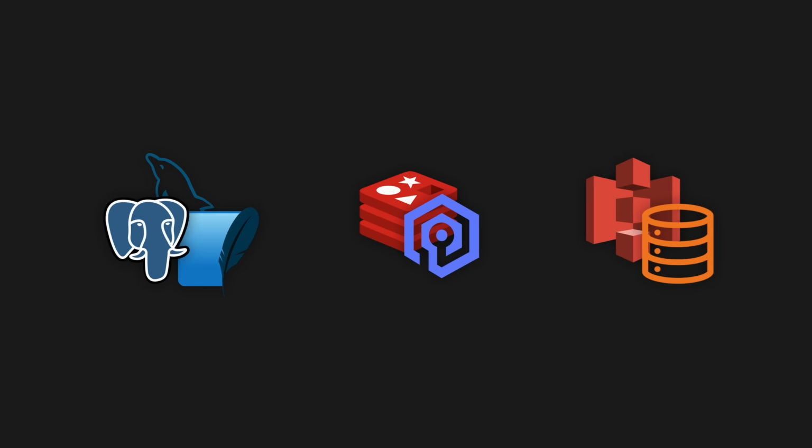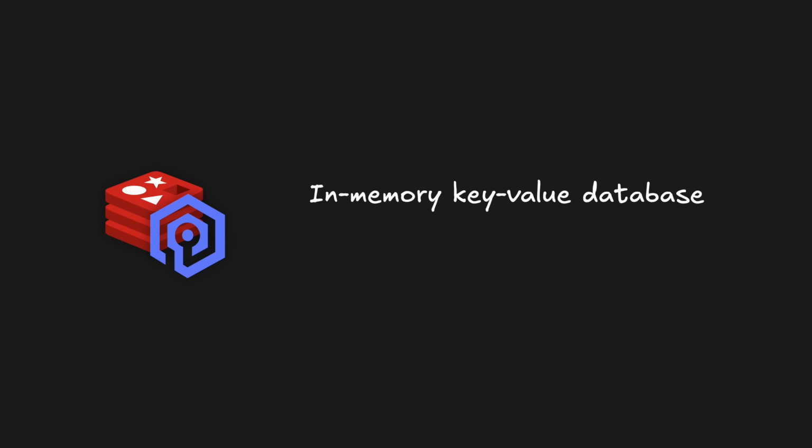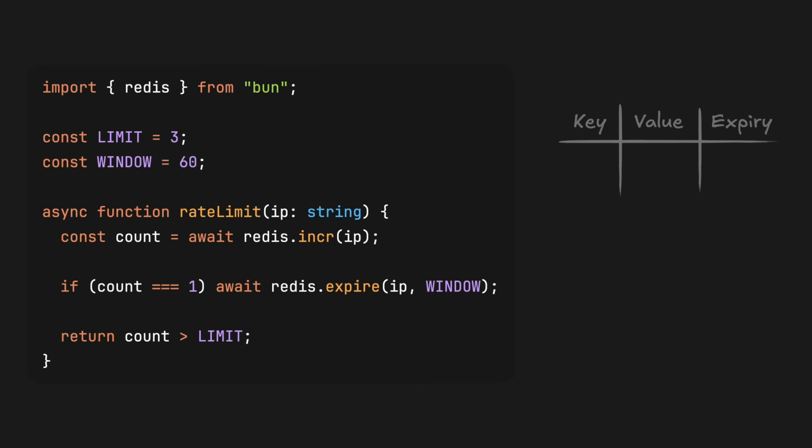I'll walk you through an example with Redis, an in-memory key-value database which is ideal for low-latency reads and writes. Here we're making a simple but robust rate limiter that lets users send 3 requests every 60 seconds. In our rate limit function, we first increment the value associated with the user's IP. If the value of the count is now 1, i.e. this is the first request the user is sending, we set that key to expire after 60 seconds. We then return whether the count is above the limit.